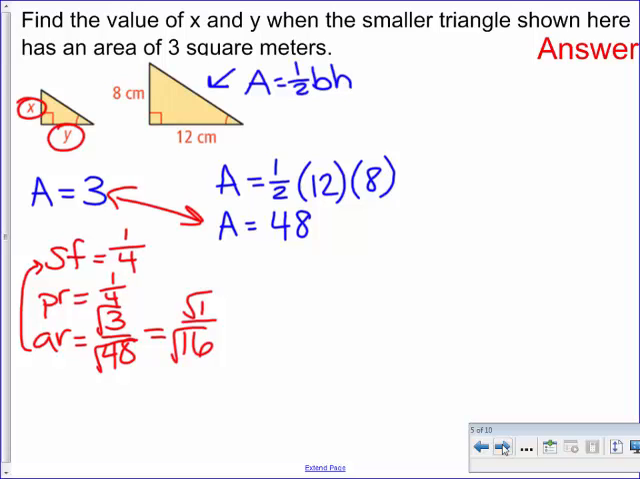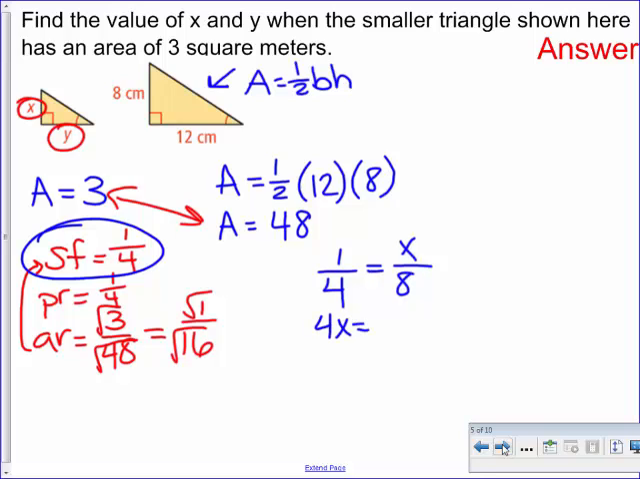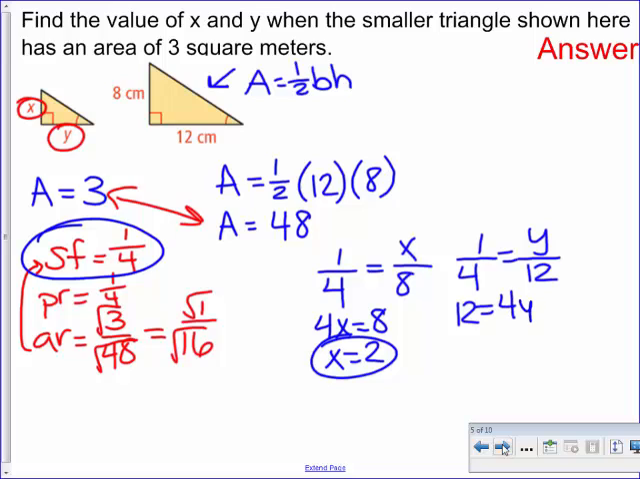So if we are going to find the side lengths, we need to use the scale factor for our proportion. So if I know the scale factor is 1 to 4, from the smaller to the larger, I know that x over 8 is going to equal that. So then when you cross multiply, you get 4x equals 8. So the side length x should equal 2. Do the same thing for y. 1 over 4 equals y over 12. So 12 equals 4y. When you cross multiply, y should equal 3. Okay, so you have to use the scale factor, not the area ratio, when you're finding the side lengths.